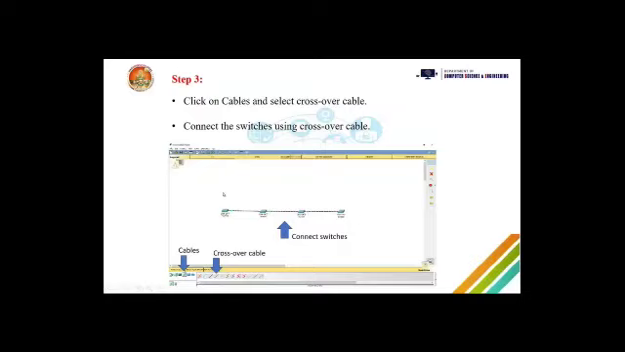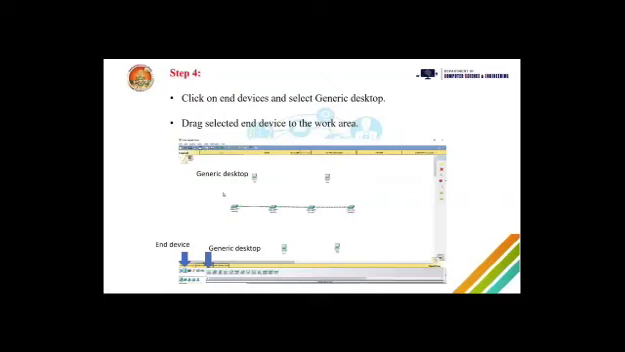Once you have connected these devices, now you need to create end devices. In order to create an end device, first you need to click on this end device button and choose this generic desktop icon. Once you click on this generic desktop icon, you need to drag this generic desktop onto the work area. Like this, you can drag as many devices as you require onto your work area.